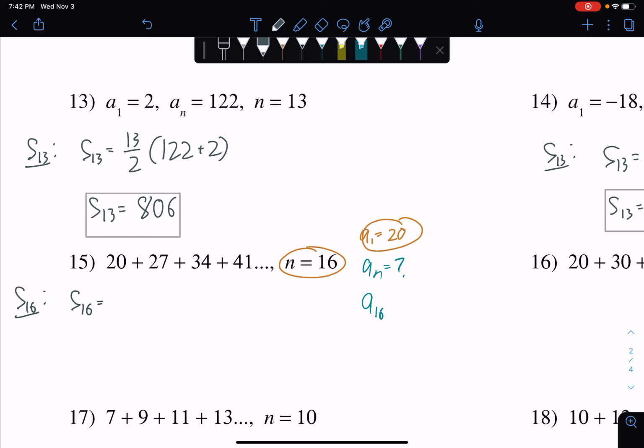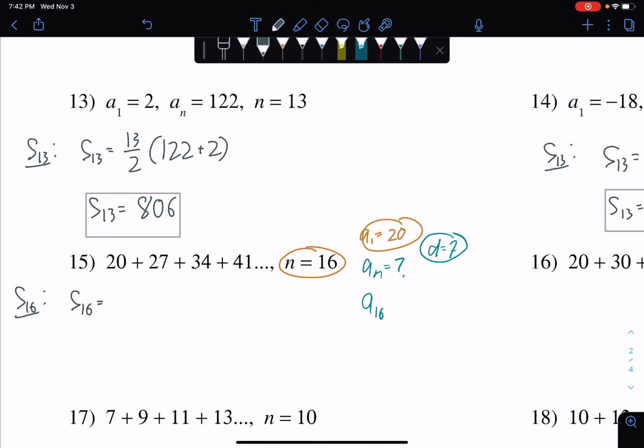Because we may not see what our common difference is right now, but we can already derive from it what the common difference is. So 27 minus 20, our answer is 7. 34 minus 27, our answer is 7. 41 minus 34, the answer is still 7. So our common difference is 7.